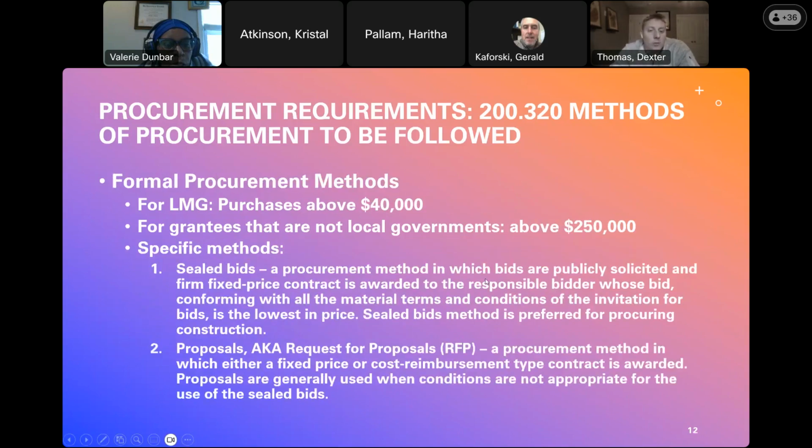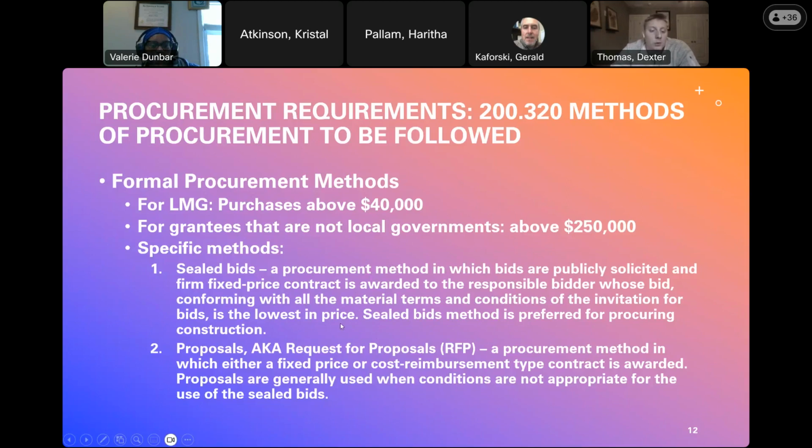Formal procurement methods. For Louisville Metro, purchases above $40,000. For grantees that are not local governments, above $250,000. So there's some specific methods here. There's sealed bids, a procurement method in which bids are publicly solicited and a firm fixed price contract is awarded to the responsible bidder whose bid, conforming with all the material terms and conditions of the invitation for bids, is the lowest in price. Sealed bids method is preferred for procuring construction.